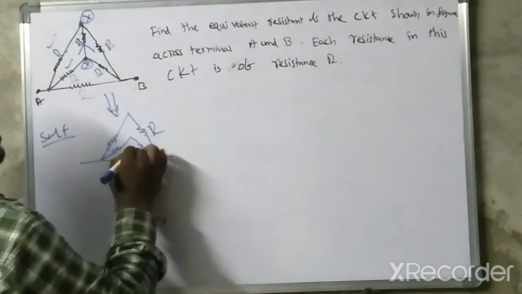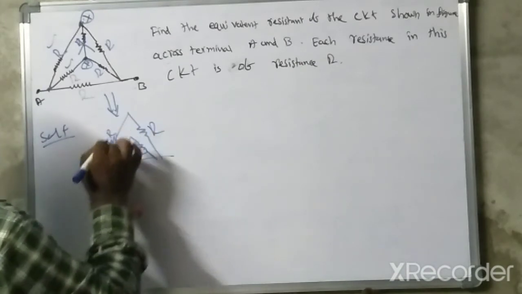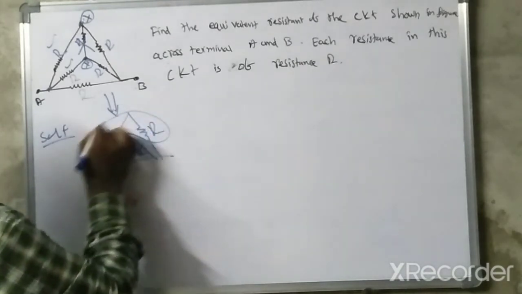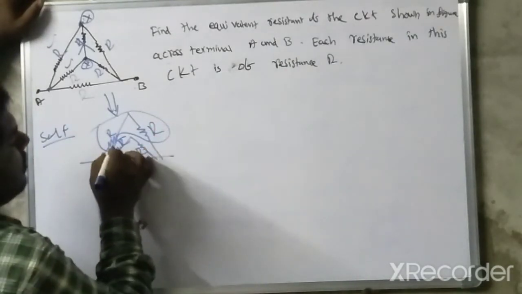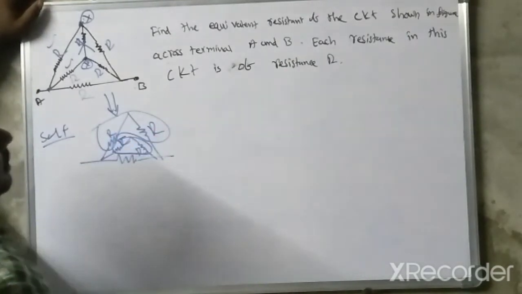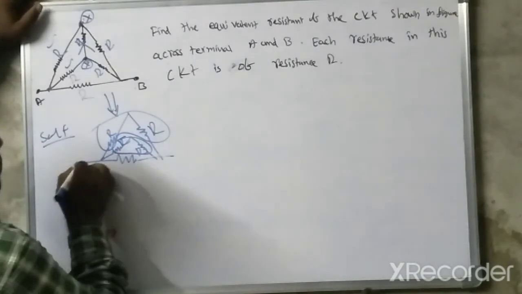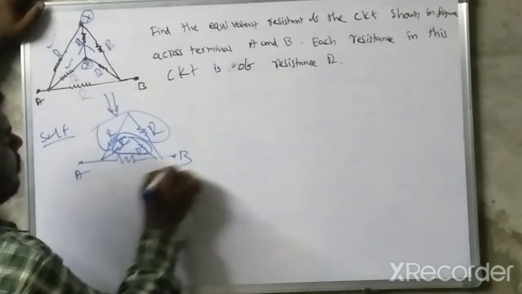This one also R, this one also R, this one also R, this one also R. This one is nothing but a series connection, R plus R is 2R. So this one is again a series, 2R. So this point is A, this point is B.